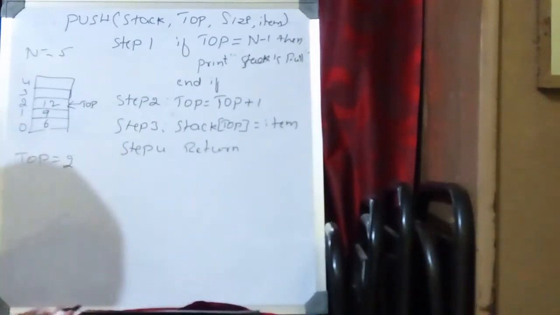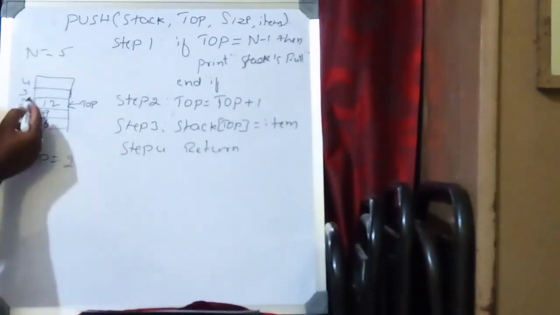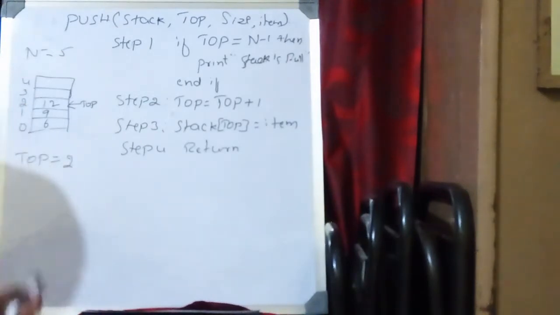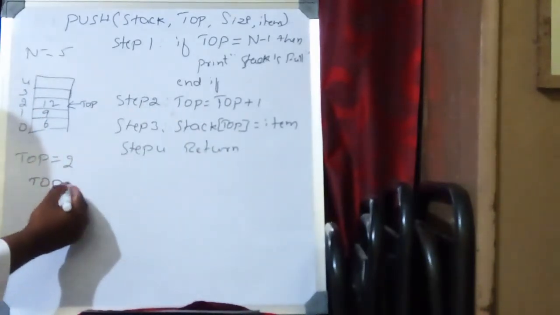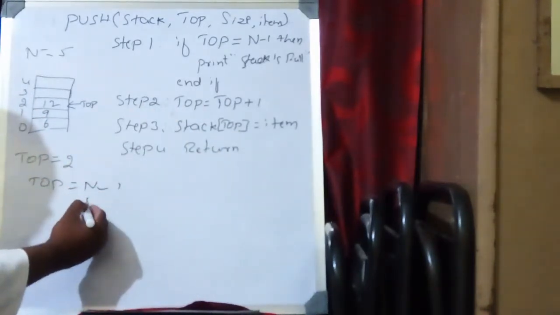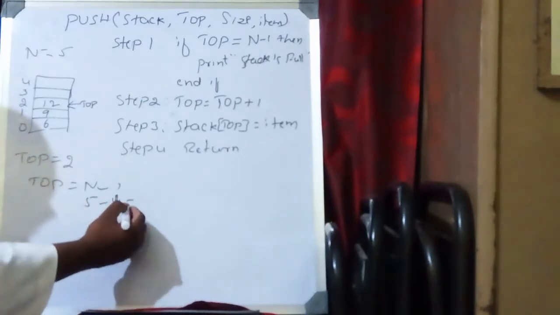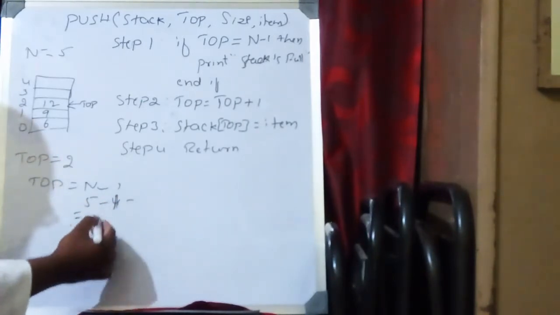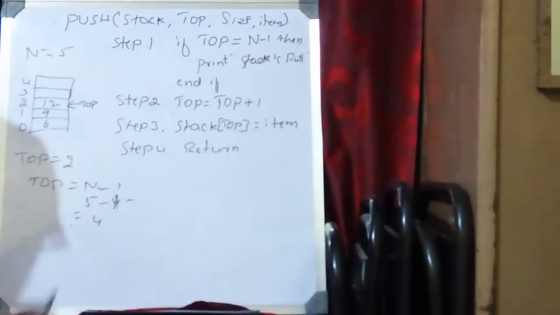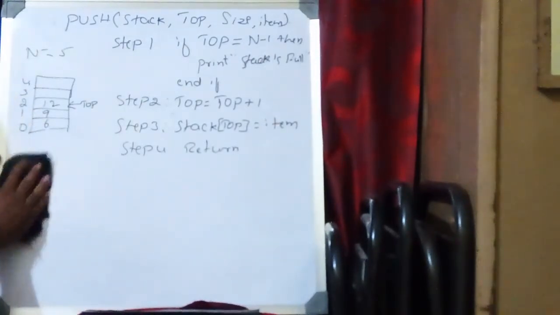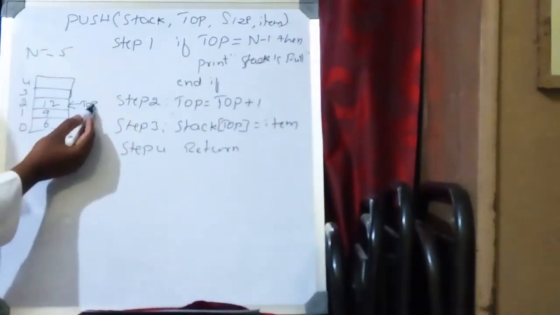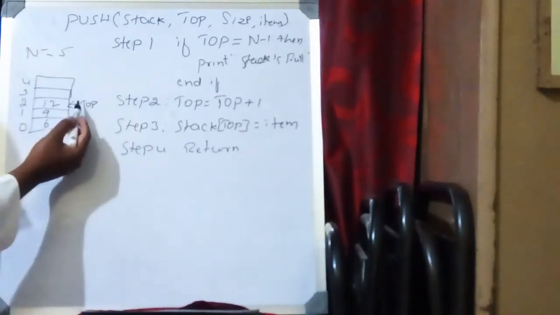Top is a pointer. Pointer is nothing but the address. It contains the address of this index value. Top is equal to 2, it will check. Now here we check the condition. If top is equal to n minus 1: n is 5, 5 minus 1 is equal to 4. The condition is false, so it will execute and go to step 2. Here step 2, what happens? When we are inserting the element, first we need to increment the top value. Now top is 2.